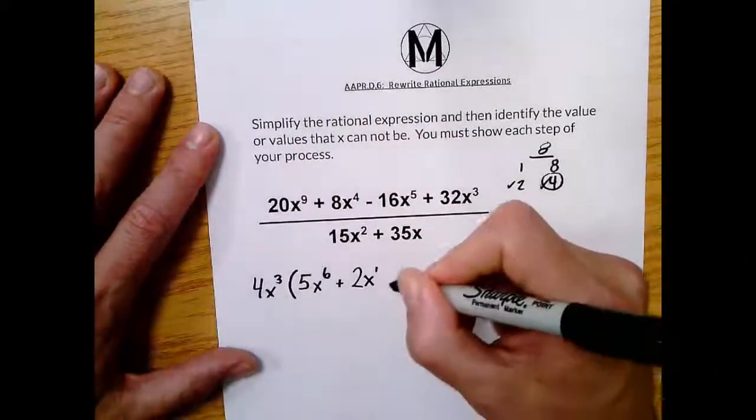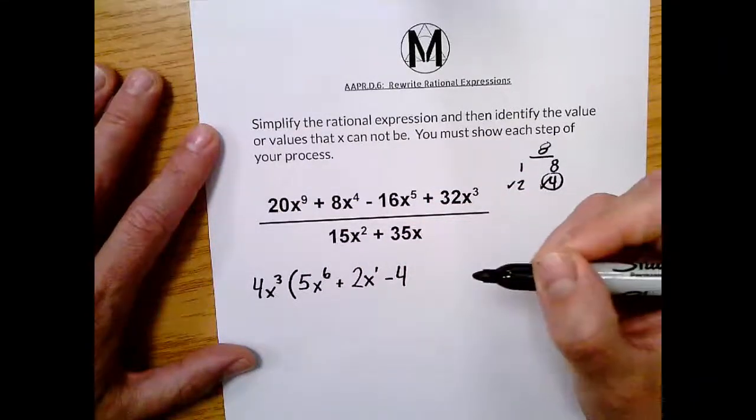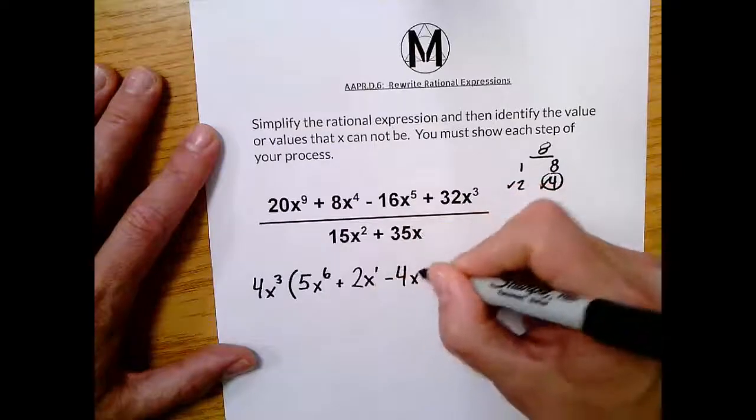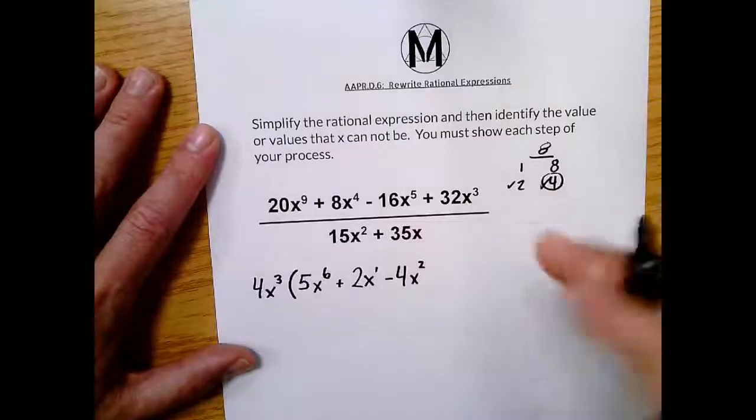All right, let's just keep on moving here. 16 divided by 4 is negative 4, and then 5 minus 3, we get left with 2. And now usually we like to write these exponents in descending order, but just to shake it up a bit, I mixed them up.